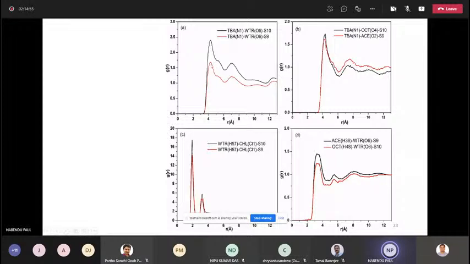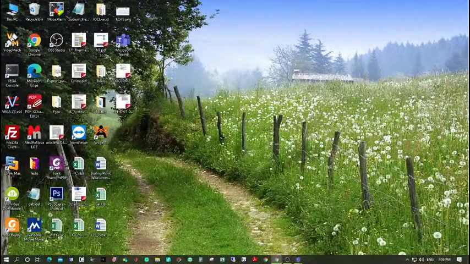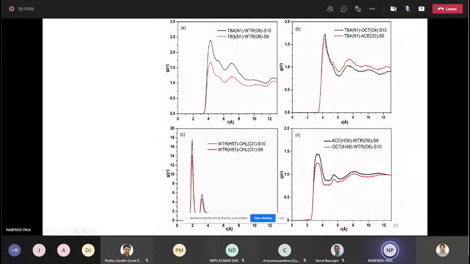TBA has similar interaction with water in both systems, but here you can see that the TBA in system S10, which contains octanoic acid, has more interaction than the TBA in the acetic acid system. Because acetic acid has more interaction with water, a lesser amount of water is present for TBA, so it has less interaction with water. You can see figure B here. It is the HBA and HBD. Both have similar interactions. The difference is negligible, so this is no problem.